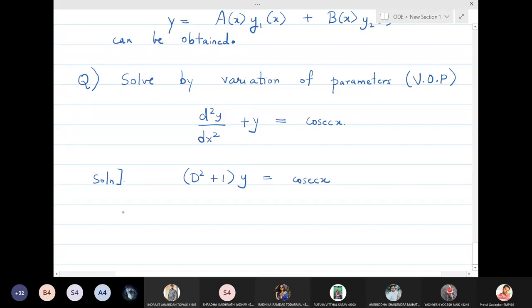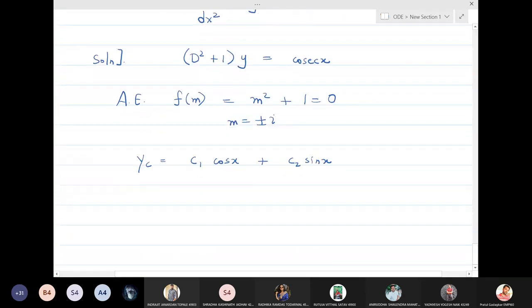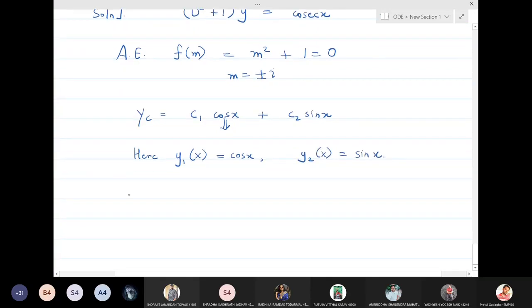So the auxiliary equation f(m) = m² + 1 = 0, so m = ±i. So the complementary function yc will be equal to c1 cos x + c2 sin x. Once I get this complementary function, what is y1 here? The first solution y1 is cos x, and the second, y2, is sin x.